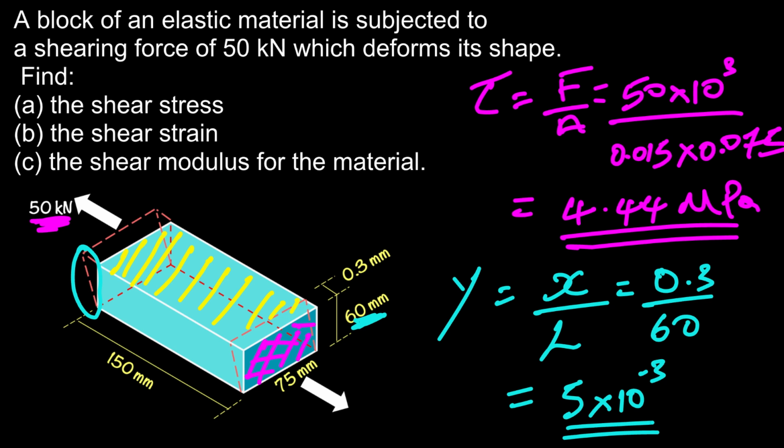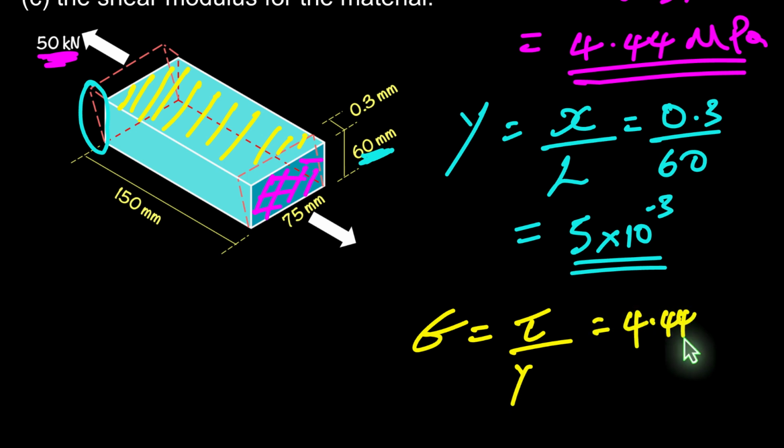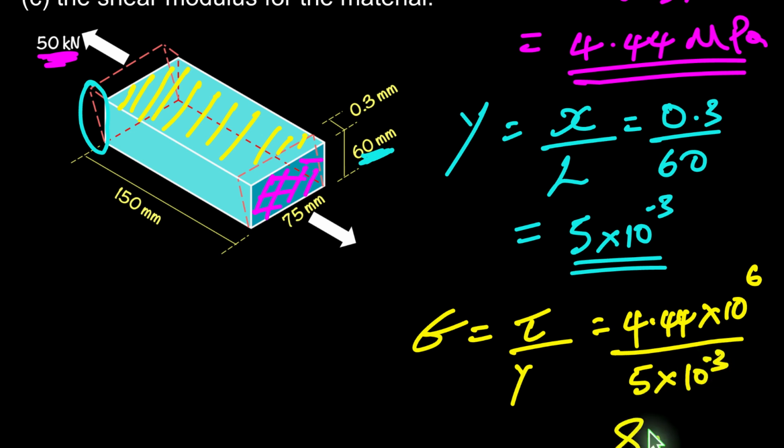So that leaves us now with the shear modulus. So let's go ahead and calculate our shear modulus. Now for the shear modulus, or our modulus of rigidity, we're doing a measure of the stress that we have divided by the strain that we just calculated, and our stress was 44.44 megapascal, so times 10 to the power of 6, and our strain here is 5 times 10 to the power of negative 3, and that leaves us with 888 megapascals.